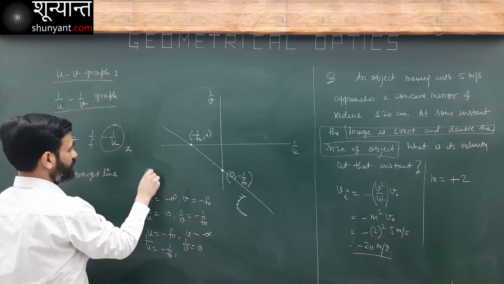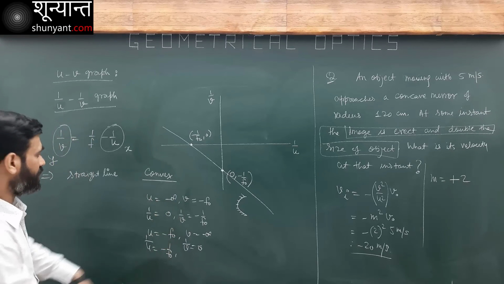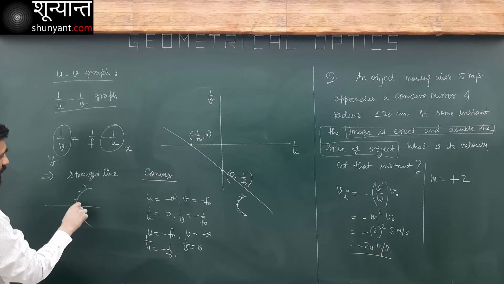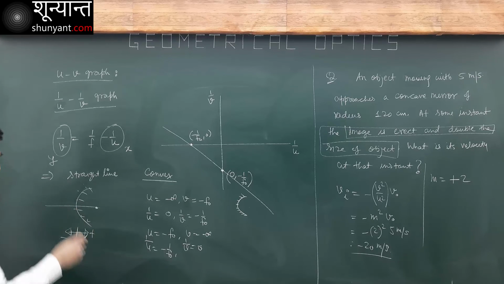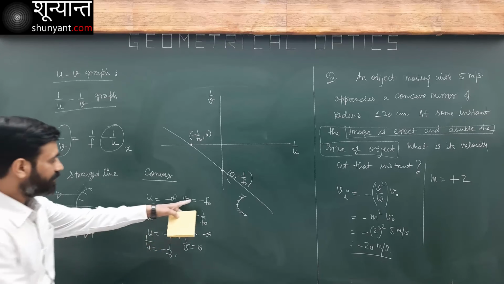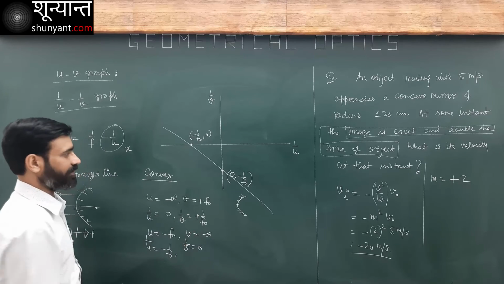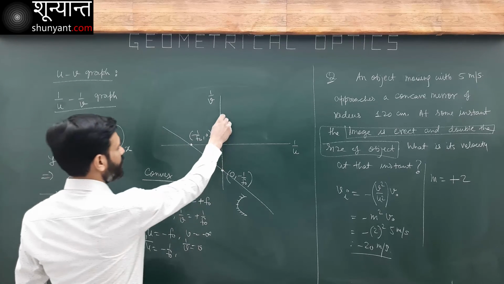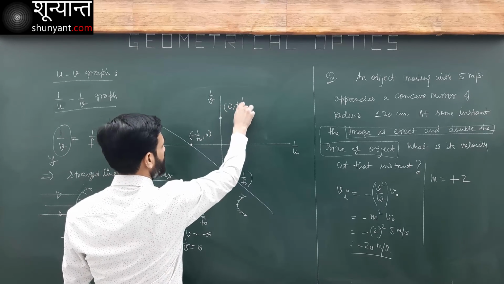A convex mirror. Look at the sign convention. Focal length is positive for a convex mirror. The object is at infinity, and the virtual image is at the focus, plus f. So 1 by u is 0 and 1 by v is plus 1 by f naught. I'm getting a point here: 0 and plus 1 by f naught.